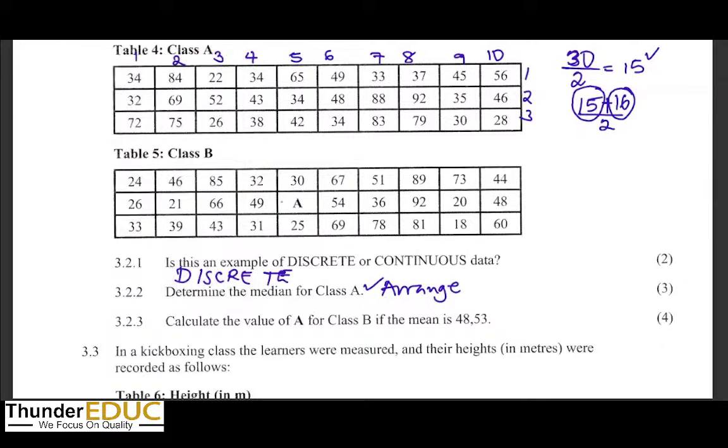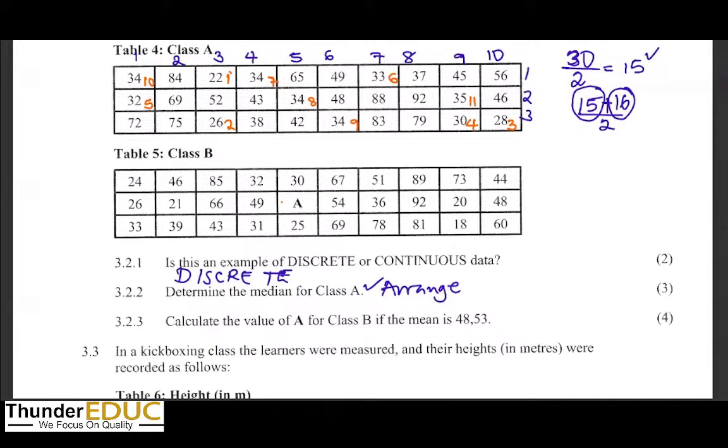My number one is 22, then I have 26. Number three is 28. Number four is 30. Number five is 32. Number six is 33. Number seven, 34, 8, 9, 10. So we have four 34s, taking up those positions up to 10. Number 11 is 35.